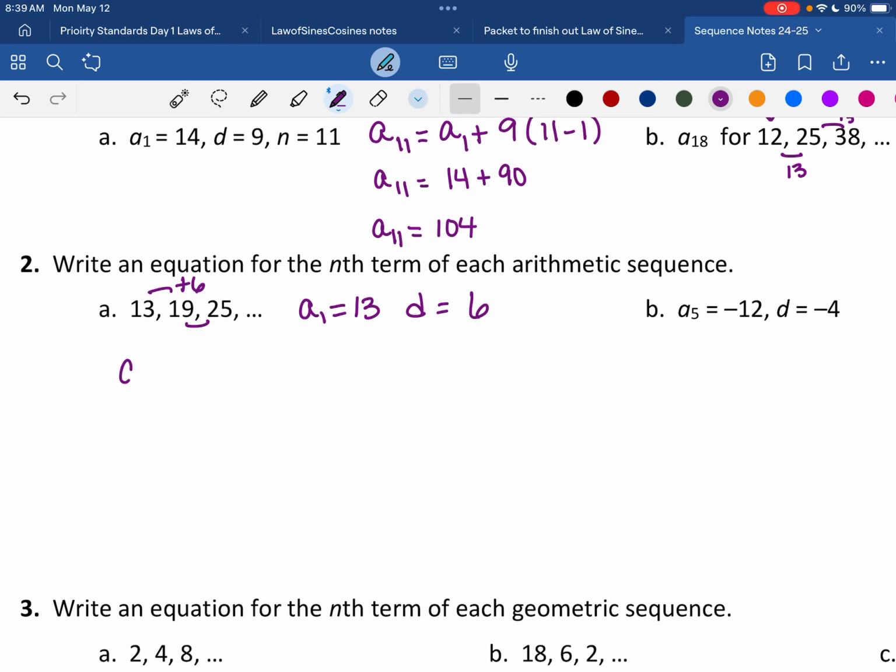So you have AN equals A1 plus, pardon me, the difference of 6 times N minus 1, because we're doing generic. So AN equals 13 plus, we're going to distribute that 6 through, so 6 times N and 6 times negative 1, so 6N minus 6. And then we're going to combine like terms, so AN equals 6N, and 13 minus 6 is 7, plus 7.